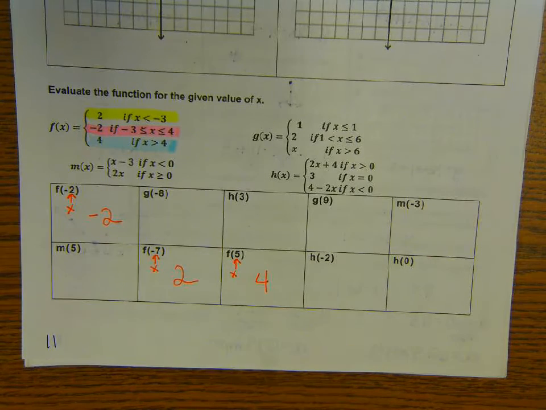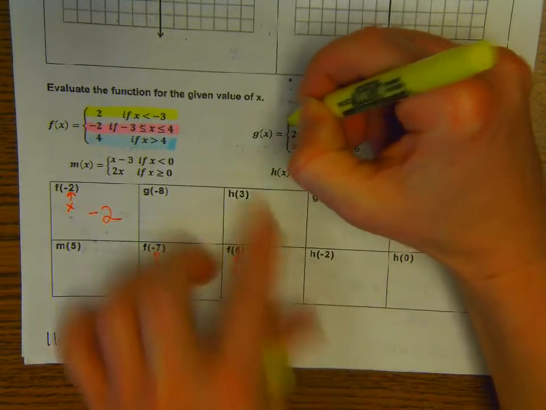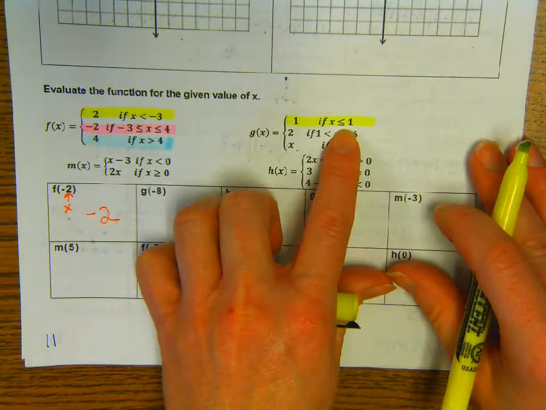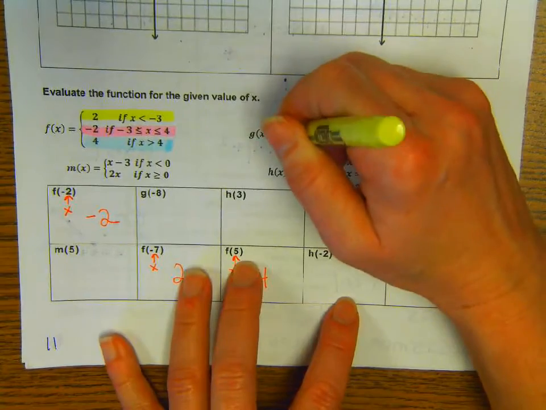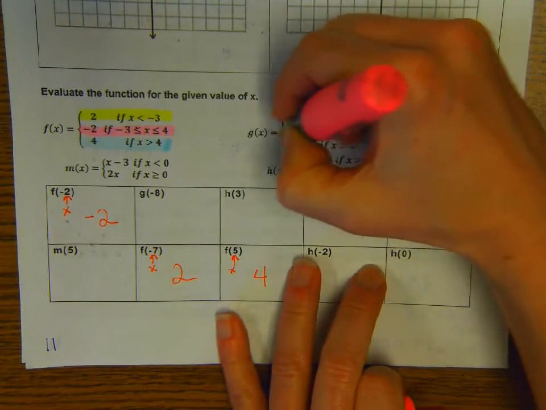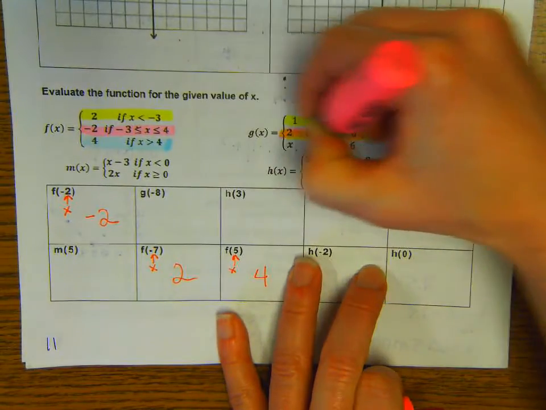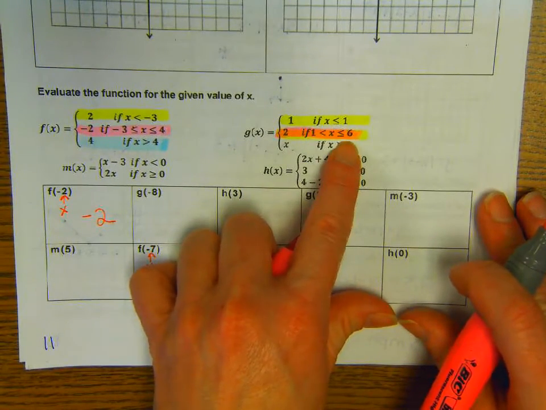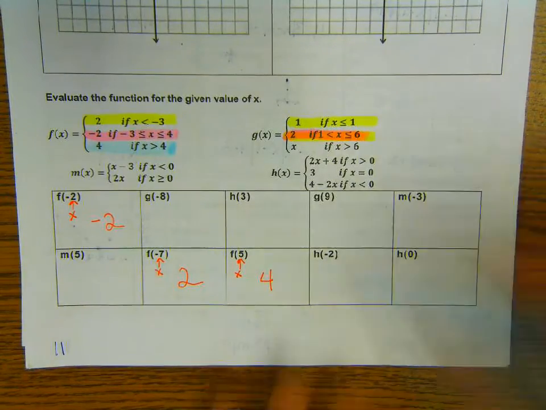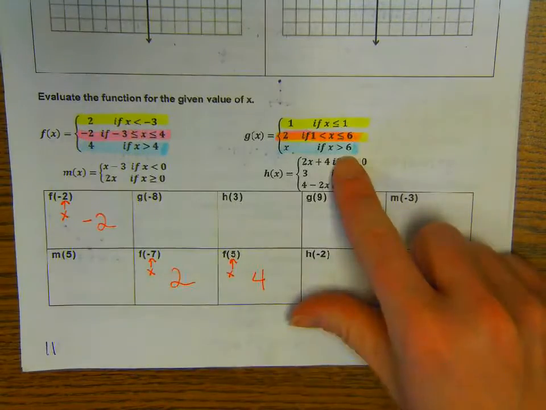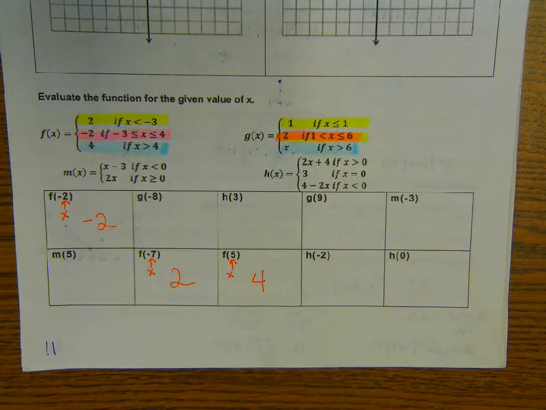All right, let's do g. G's a little trickier. Not really. G has 3 outputs. We're going to output 1 if its x is a number less than or equal to 1. It's going to output pink, now it looks orange, if x is a number bigger than 1 and less than or equal to 6. And it's going to output x, so it's going to depend on what the x is, if it's a number greater than 6.